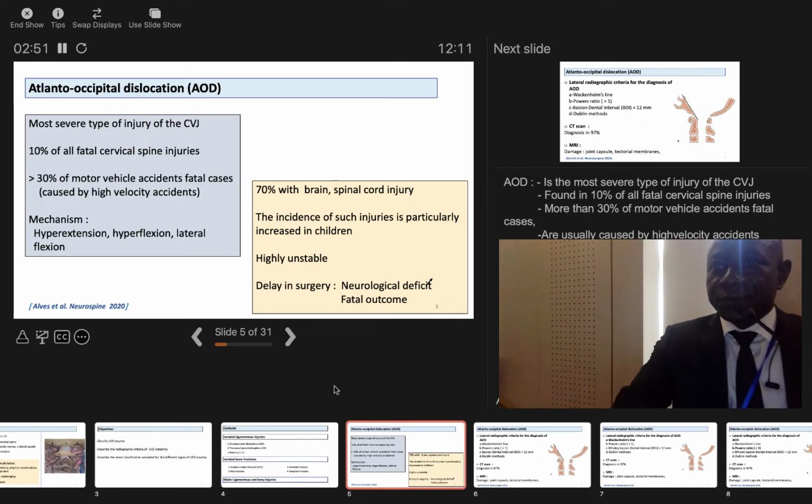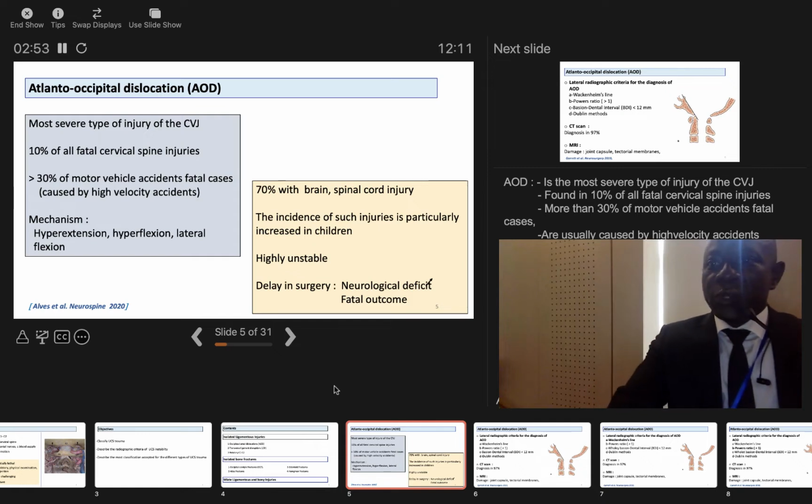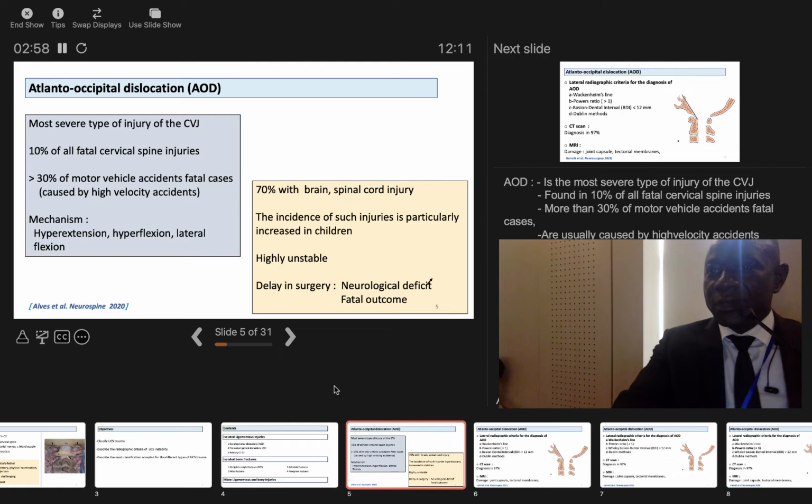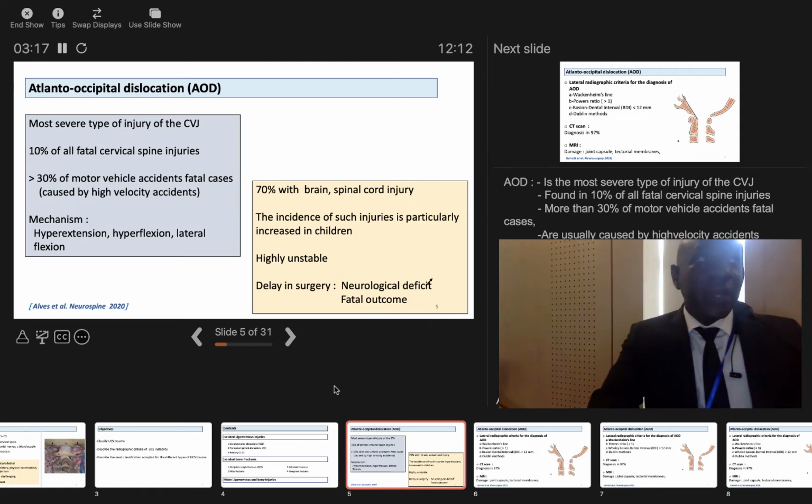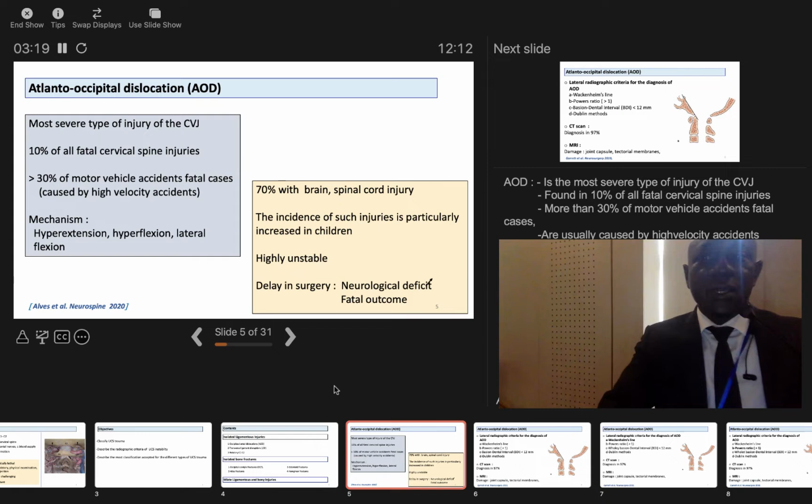atlanto-occipital dislocation. It's the most severe type of injury of the craniovertebral junction. It's found in 10% of all fatal cervical injuries and represents more than 30% of motor vehicle accident fatal cases. They are usually caused by high-velocity accidents, and children are often exposed. The mechanism can be hyperextension, hyperflexion, or lateral flexion.